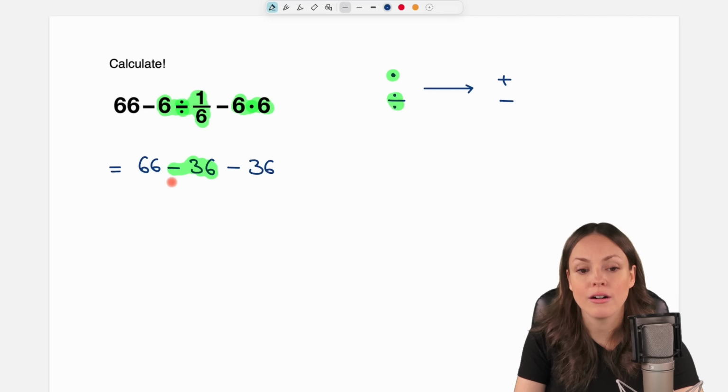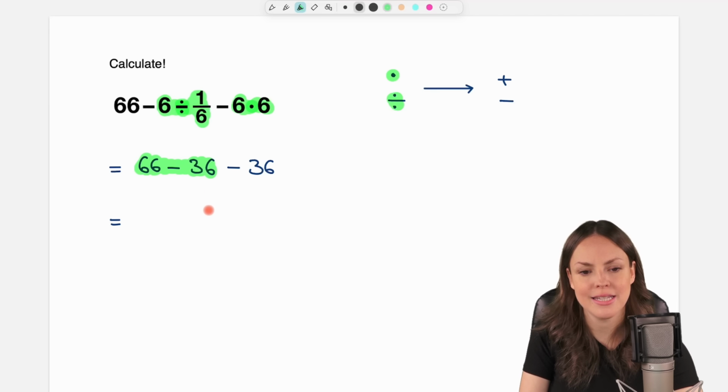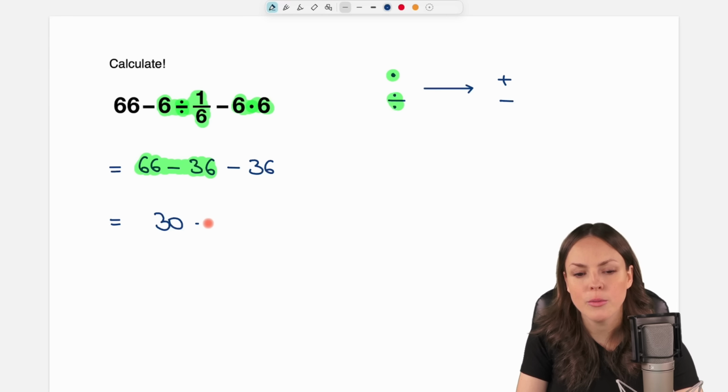So you can start here, but you have negative 36 minus 36. But I think it's easier to start here at the beginning. So we start with 66 minus 36, which equals 30. And then we subtract 36.